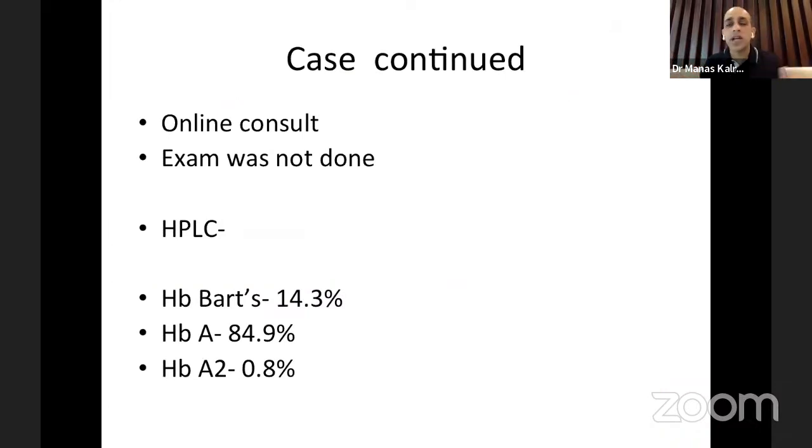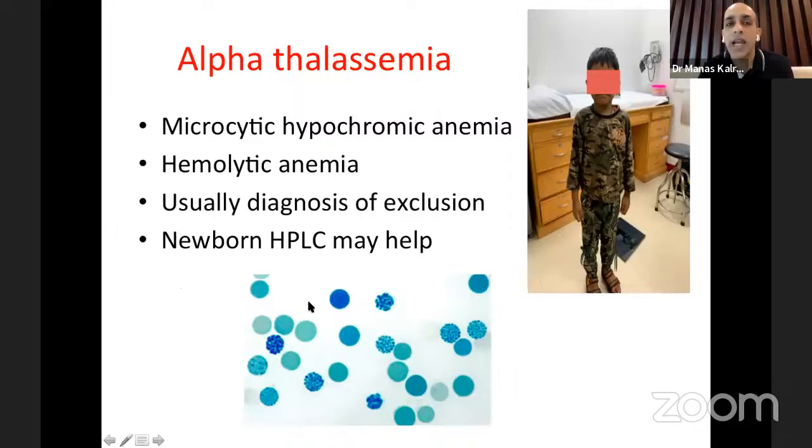Because this was an online consult, the examination was not done. We asked for HPLC and we found alpha thalassemia in this patient. The HbA2 was very, very low. So this is hemoglobin Barts. This child had alpha thalassemia.